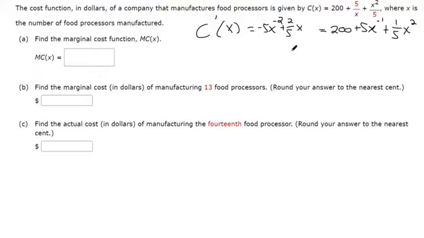Just seeing if I missed anything. I think that's it. Yep. So that's what you can type in for the marginal cost function. And then to find the marginal cost of 13 foods, all you have to do is plug in 13 into the derivative. So we're doing -5 over x squared, that's x to the negative second, the same thing as x squared in the denominator down here. So I'm going to plug 13 into the derivative.